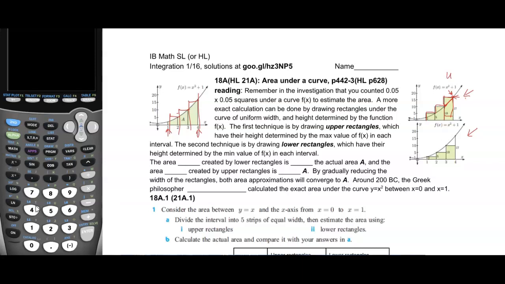If we use the lower rectangle strategy, instead we take, in the interval of the rectangle, the shortest side, the side that gives the least area for the rectangle. You can see that this is always going to consistently underestimate the area. This is called the lower rectangles strategy.